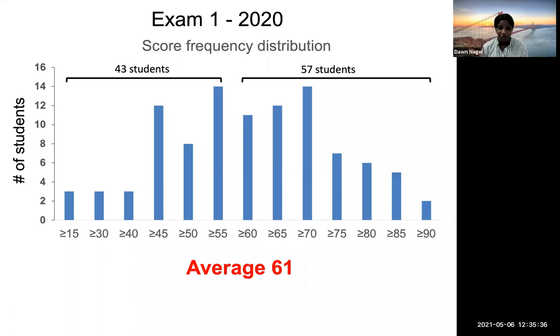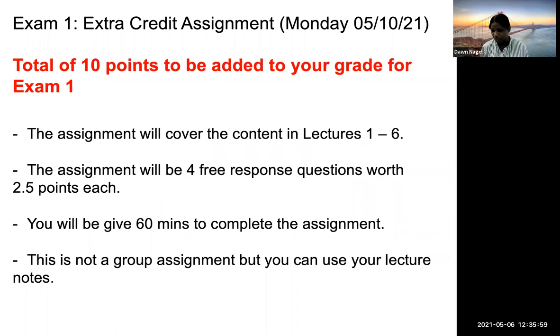So to account for the lower than usual average, the option that we've decided, after multiple discussions with multiple other professors who've taught the course in this online format, is to allow you to increase this exam 1 grade by giving you an extra credit assignment. The assignment will be worth 10 points. It will cover pretty much the material from lecture 1 to lecture 6.